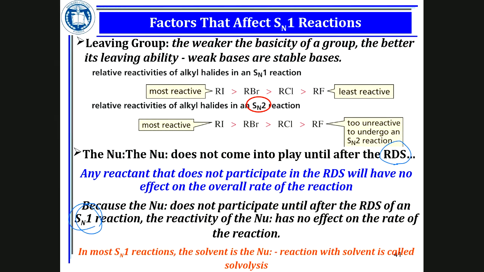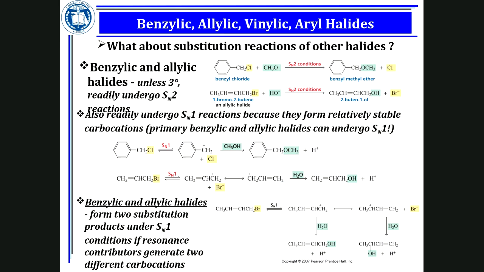In the SN1 reaction, since the strength of the nucleophile is not a concern, often the solvent is used as the nucleophile. When the solvent is used as a nucleophile, like water or alcohol, the type of reaction is also called solvolysis. Like if you have water as the solvent, and water is acting as the nucleophile in an SN1 type reaction, then the reaction is called solvolysis.